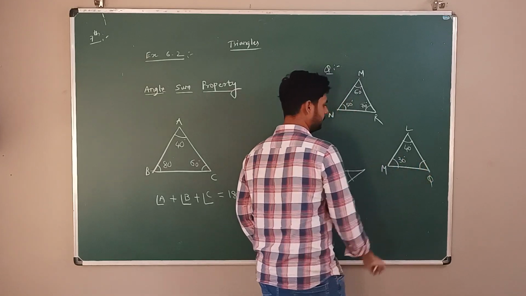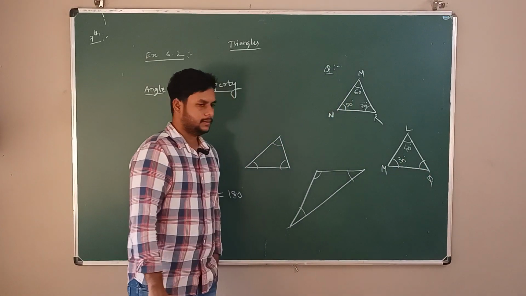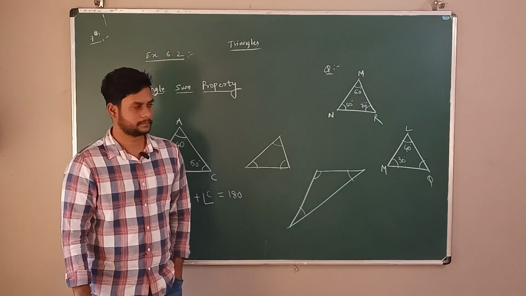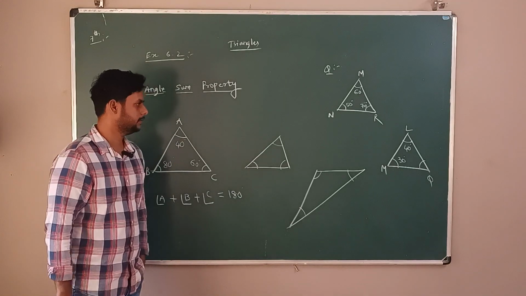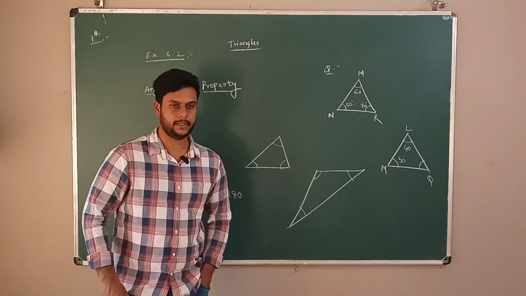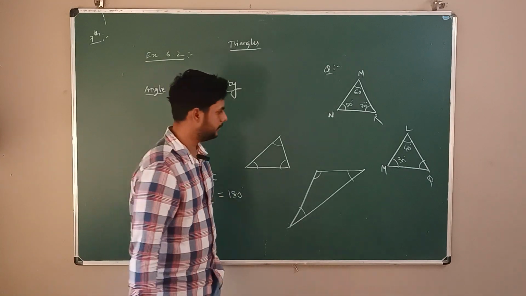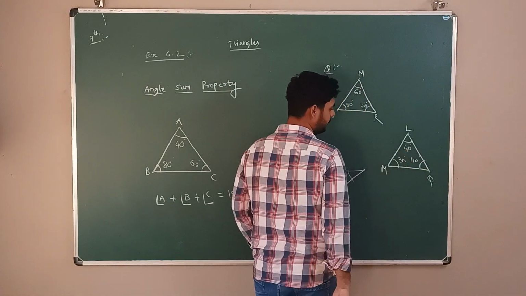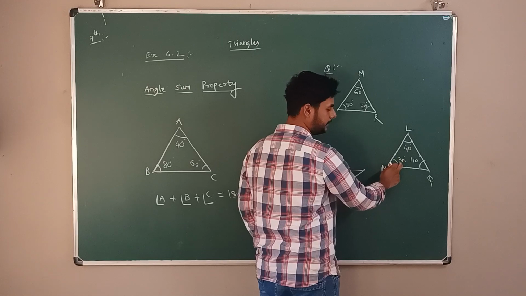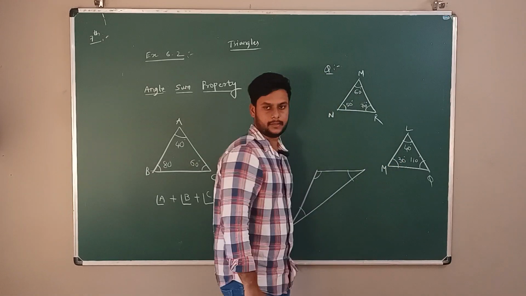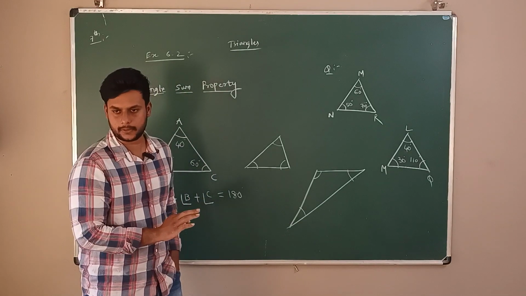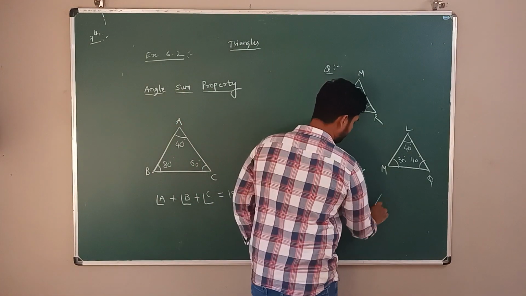How much will this be? Very good, 110 degrees. See here: 110 plus 40 is 150, 150 plus 30 is 180. Understood or no? If you add, you should get 180. Last one I will give. Try this.